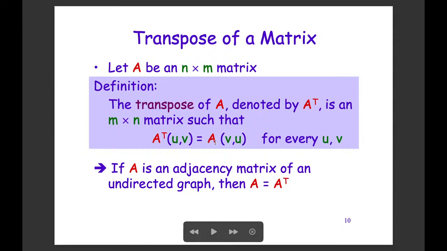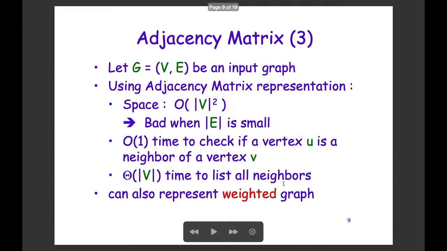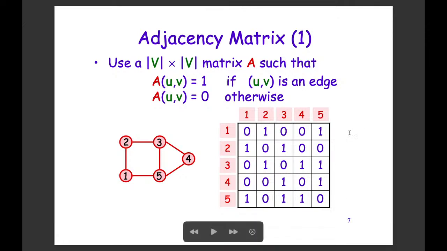Now, if a graph is undirected, then if there is an edge between V and U, there will be an edge between U and V. This happens if and only if. So in that case, A and A transpose will be the same. Or equivalently, this is an adjacency matrix of an undirected graph.